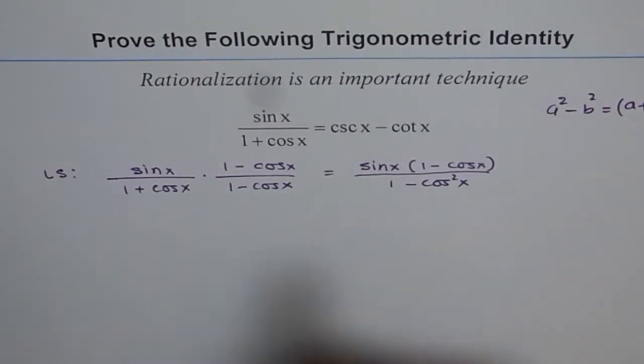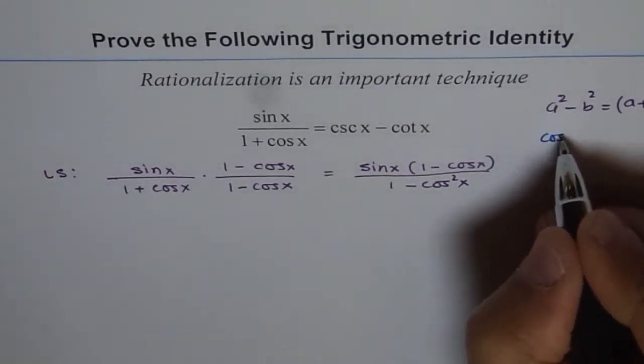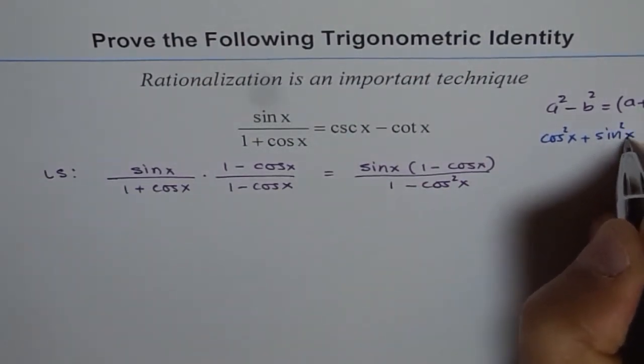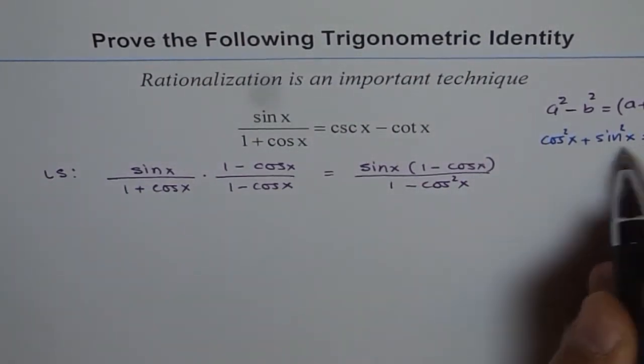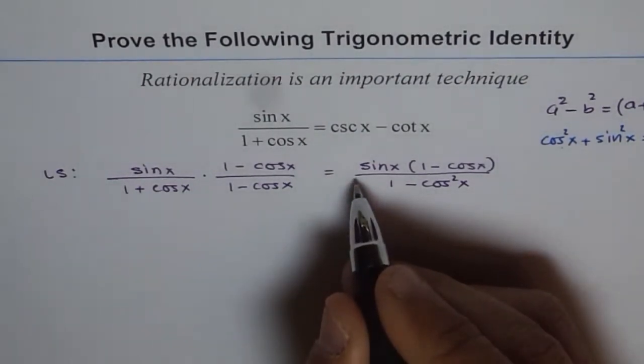Now, what is 1 minus cos square x? I hope you remember cos square x plus sin square x is our basic identity, equal to 1, correct? So 1 minus cos square x is sin square x. So that's what we are going to use here.